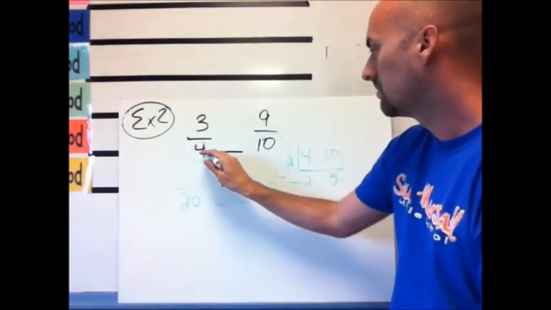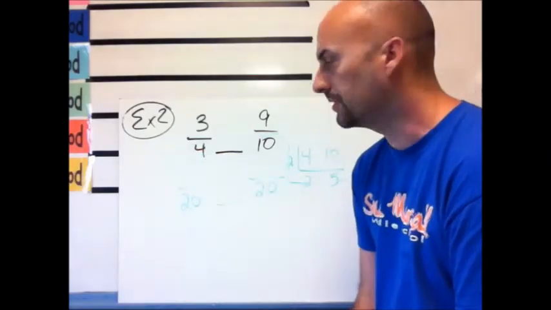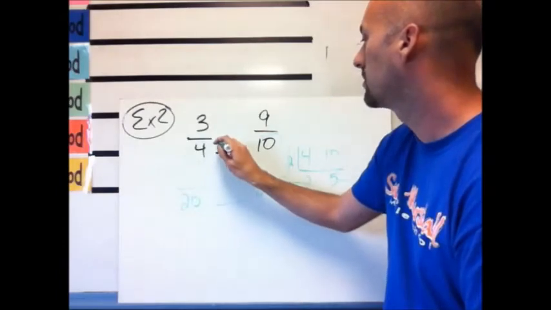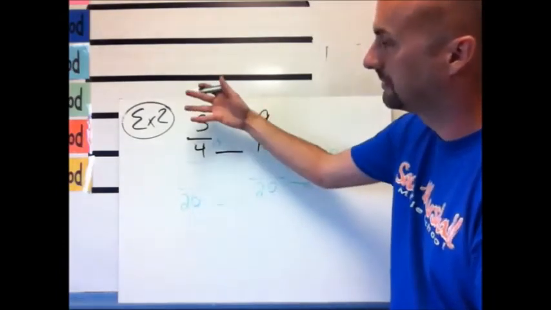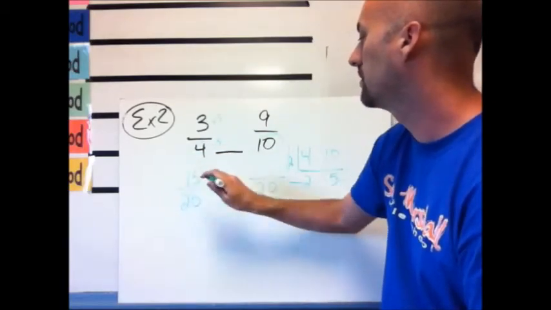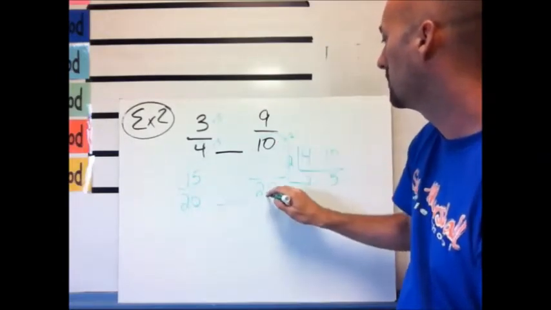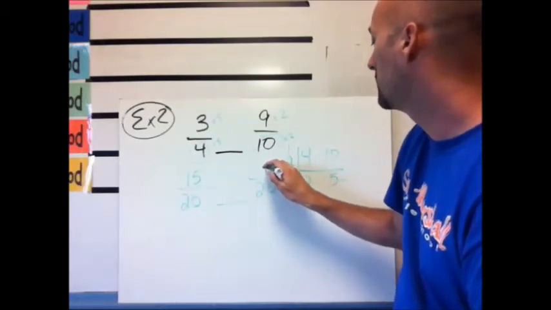Now, 4 times something will get you 20. Well, that's 4 times 5. So I have to do 3 times 5. Whatever you do to the denominator, you have to do to the numerator. So this is going to change to 15. 10 times 2 would get me 20. So 9 times 2 would be 18.